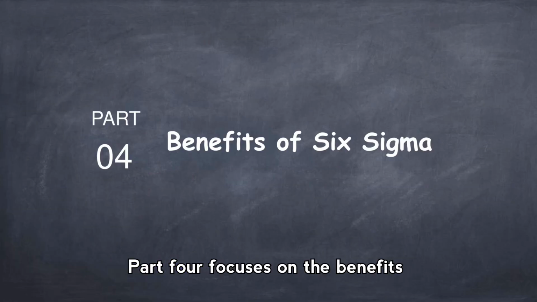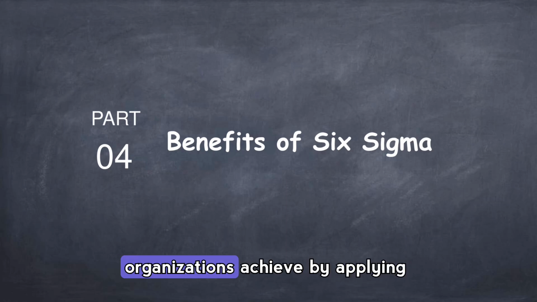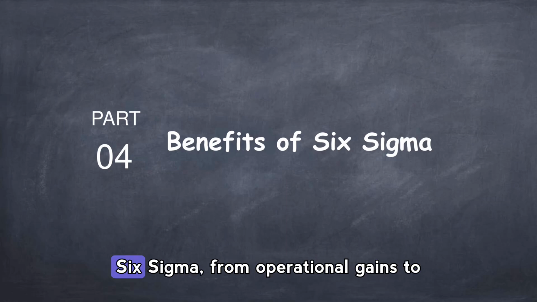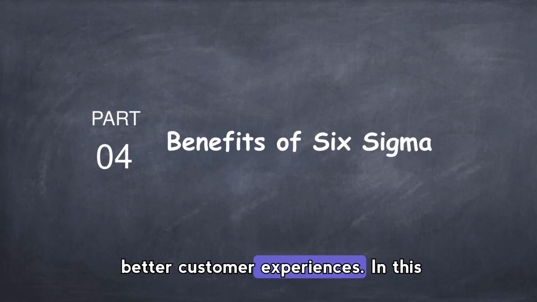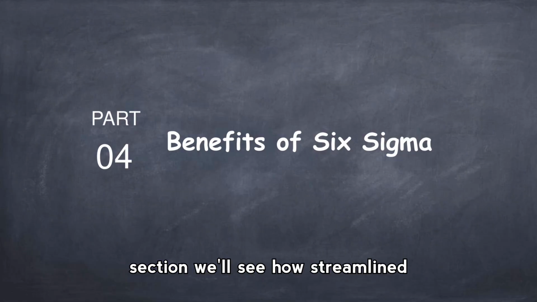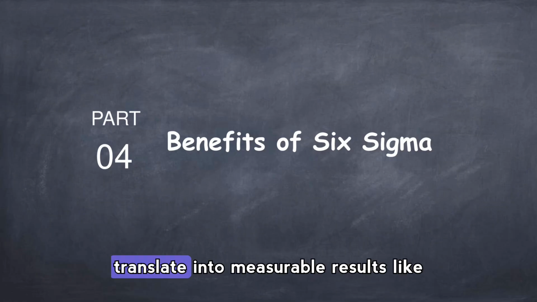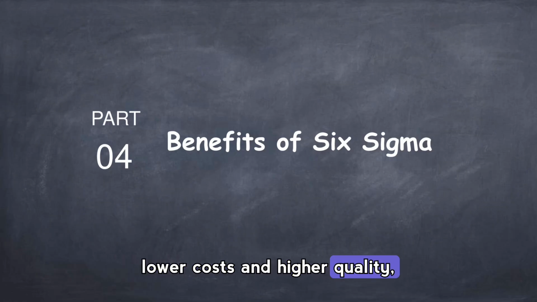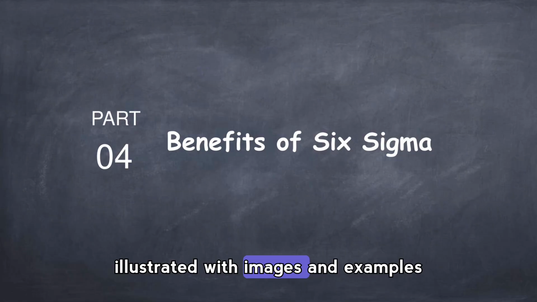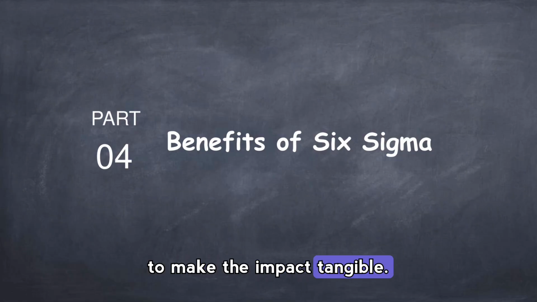Part 4 focuses on the benefits organizations achieve by applying Six Sigma, from operational gains to better customer experiences. In this section, we'll see how streamlined processes, data-driven decisions, and cross-functional teamwork translate into measurable results like lower costs and higher quality, illustrated with images and examples to make the impact tangible.